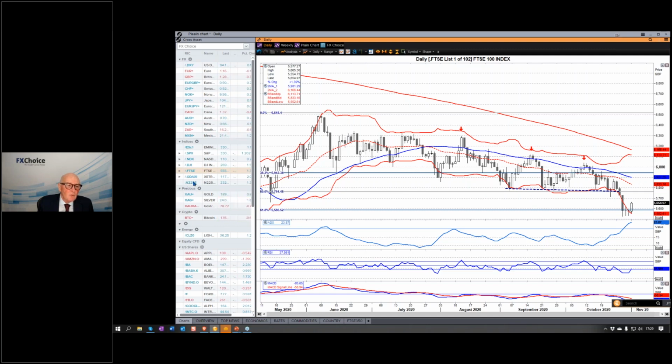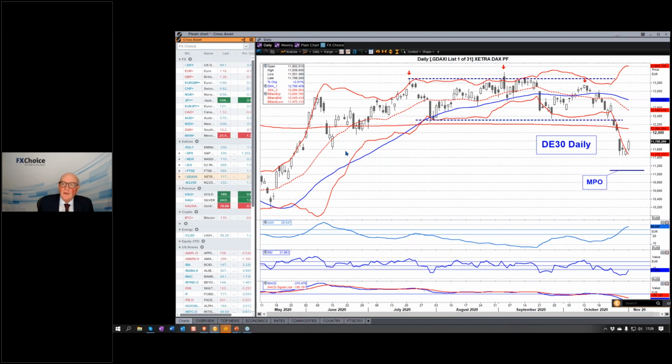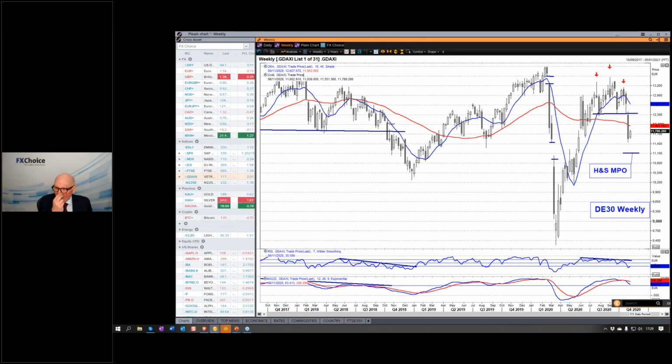But if you want to see really poor, go to the DAX. So the DAX weekly first. We talked about this, the head and shoulders pattern. We had a number of head and shoulders we were talking about last week. They've come to fruition. On the DAX, it was actually on Monday, on the day I was talking.